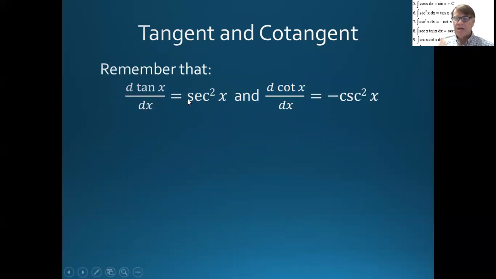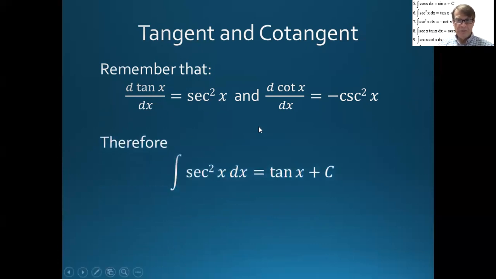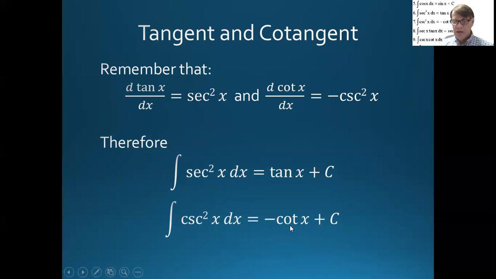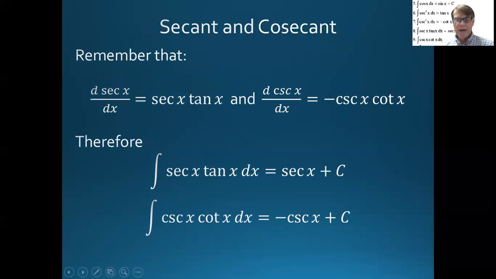The derivative of the tangent is the secant squared x, and the derivative of the cotangent is the negative cosecant squared x. Okay, so you got to memorize that. That's not as easy to memorize. But once you have that, the reversal shouldn't be that difficult. The integral of the secant squared x is going to be the tangent of x plus a constant. And the integral of the cosecant squared x is going to be the negative, get the negative out there, of the cotangent x plus a constant. All right, getting a little bit more difficult, taking a little bit more brain space, but still not too bad.